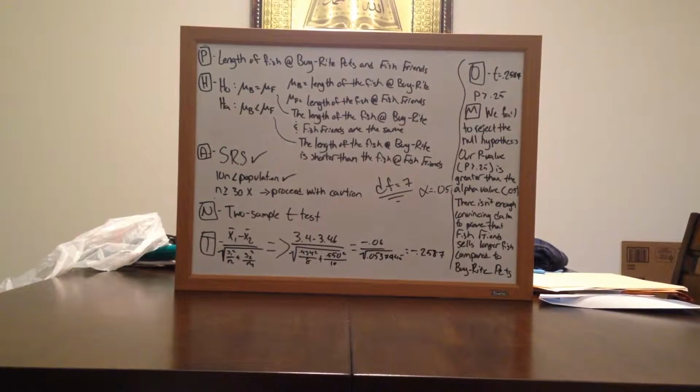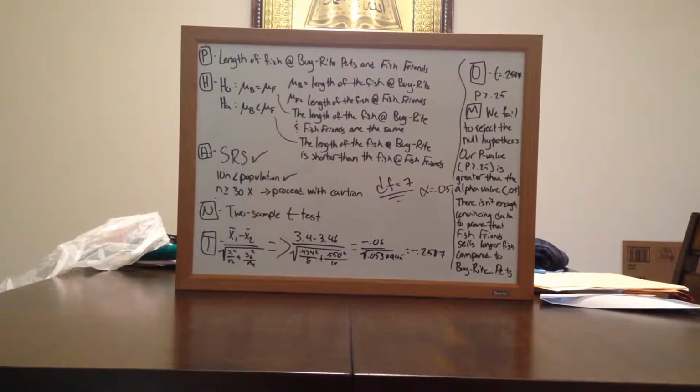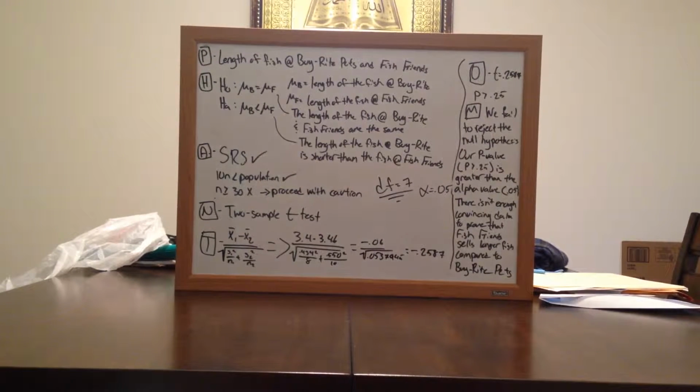Random samples of 8 adult fish of the species from Buy Right Pets and 10 adult fish from the same species from Fish Friends were selected, and the lengths of the fish in inches were recorded as shown in the table below. So it gives us a lovely table with the 8 lengths from Buy Right Pets and the 10 lengths from Fish Friends. It gives us the mean and the standard deviation.